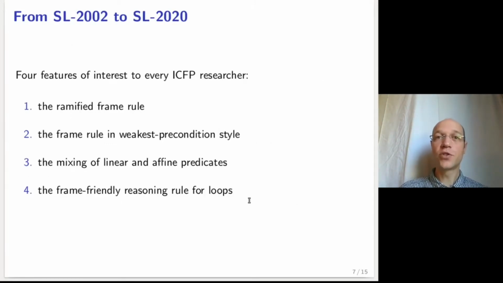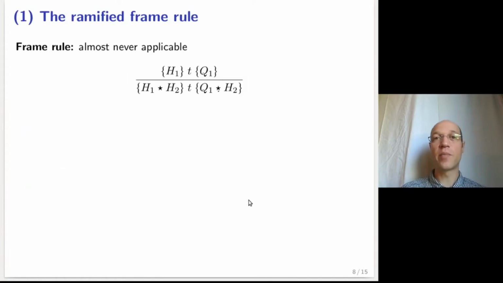I'd like to take the rest of the talk to present four features of modern separation logic, which I believe should be of interest to every ICFP researcher. Let me begin with the ramified frame rule. The frame rule, in its most standard statement, is almost never applicable. Indeed, you need both the precondition and the postcondition to syntactically feature a star H2.